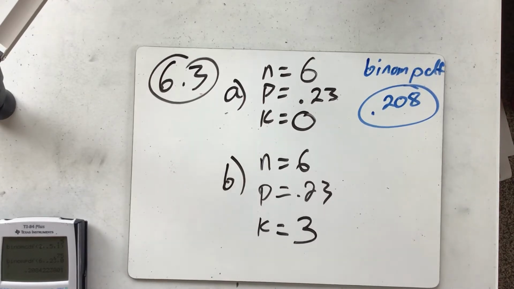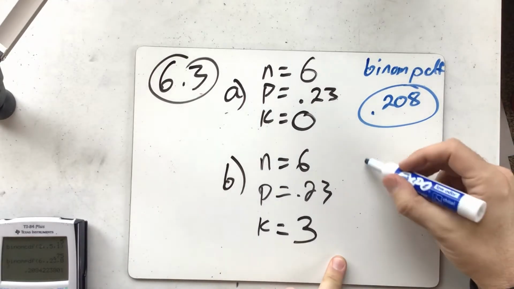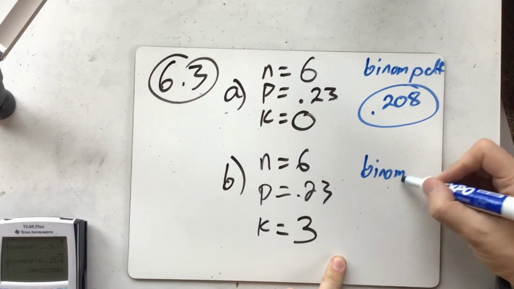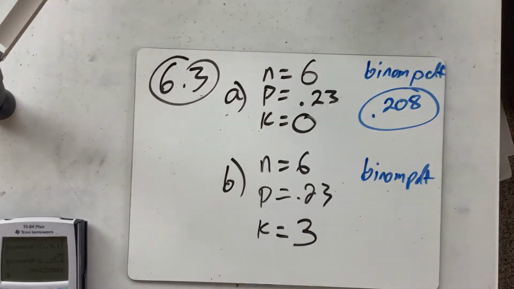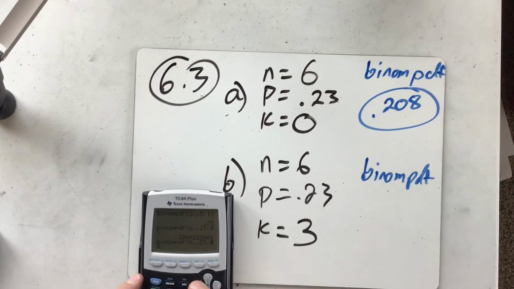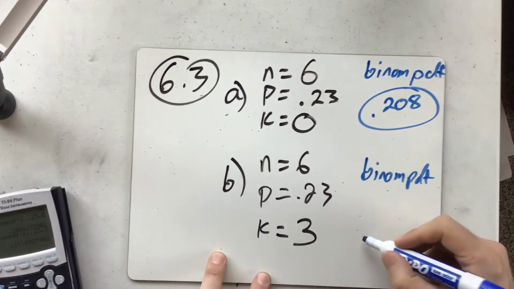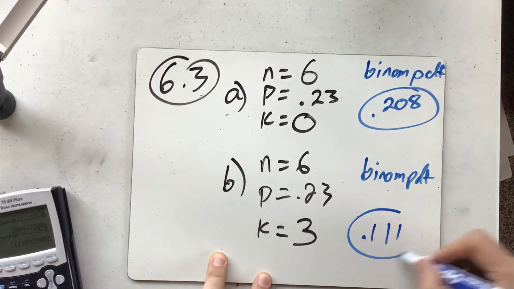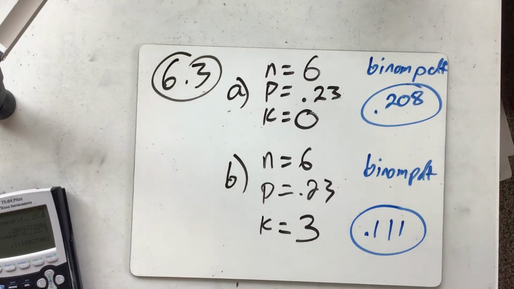Okay. Now we're going to do the same thing with binomial PDF. We're going to enter those numbers in our calculator. And so I'll have 6, 0.23, and now I'll just change that last number to 3 and hit enter. And I got 0.111, so about 11% chance of a hat trick, which is pretty outstanding.